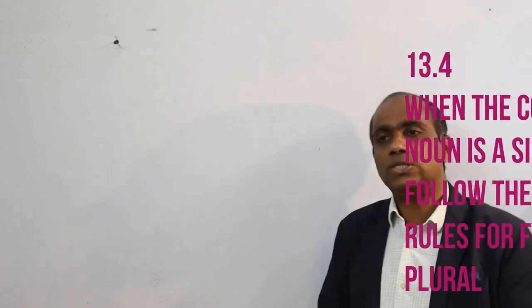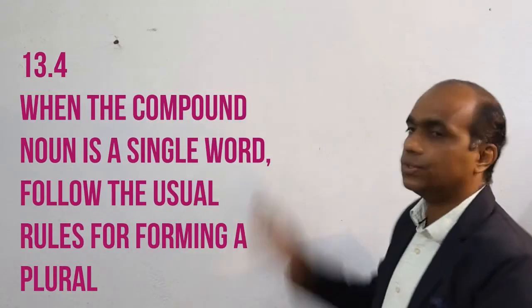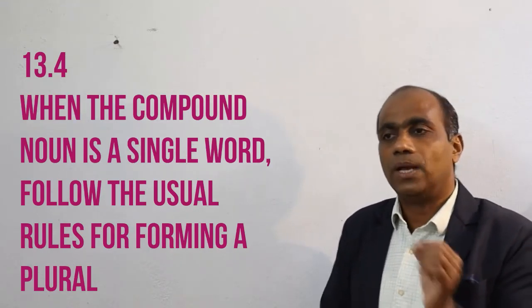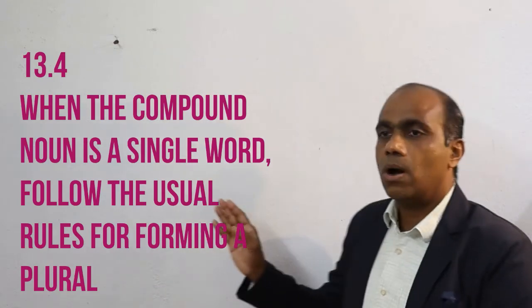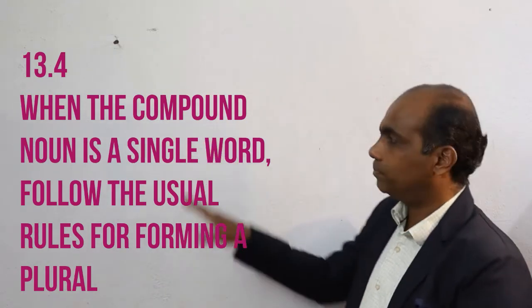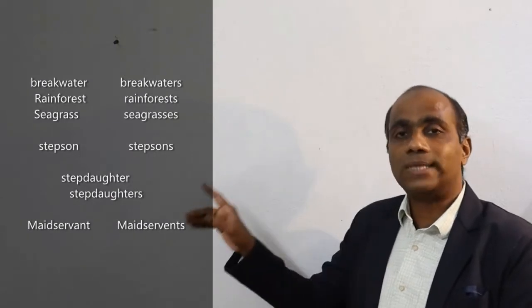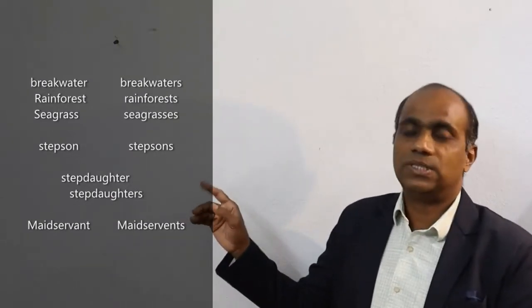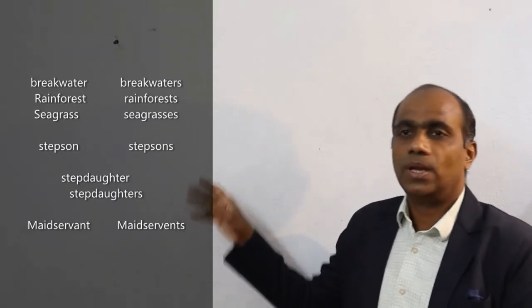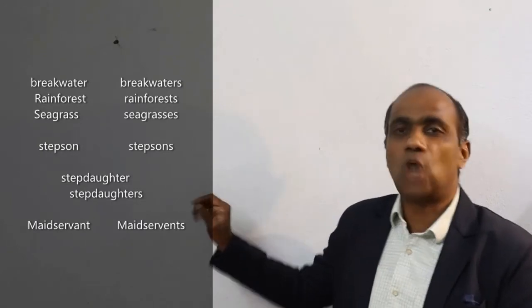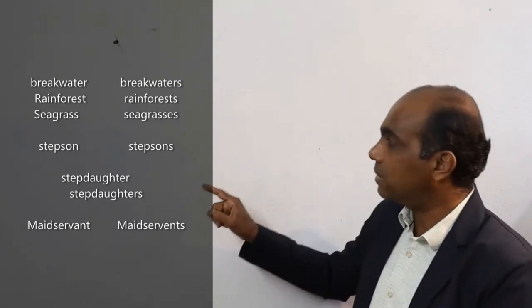Number 4 of this section, forming the plurals of single word compound nouns. When a compound noun is a single word, follow the usual rules for forming the plural. That is to say, pluralize the ending. Breakwater, breakwaters. Rainforest, rainforests. Seagrass, seagrasses. Stepson, stepsons. Stepdaughter, stepdaughters. Maidservant, maidservants.